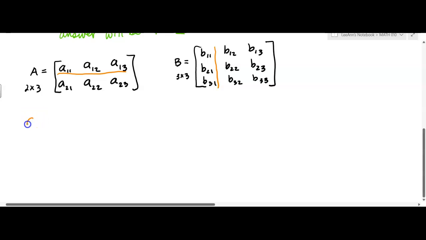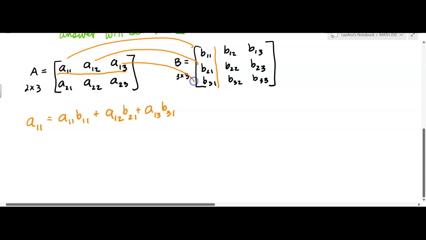So to get the first entry, A11, you're going to take A11 times B11 plus A12 times B21 plus A13 times B31. Okay, so you're going this times this, this times this, this times this, and you're adding those together. That's just the first entry, okay? Okay, so that's what you do.